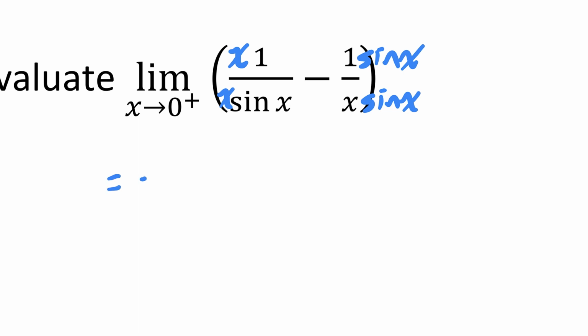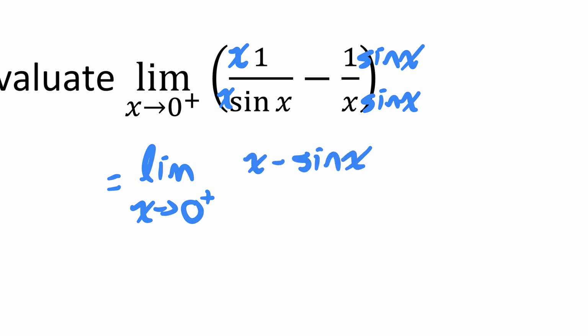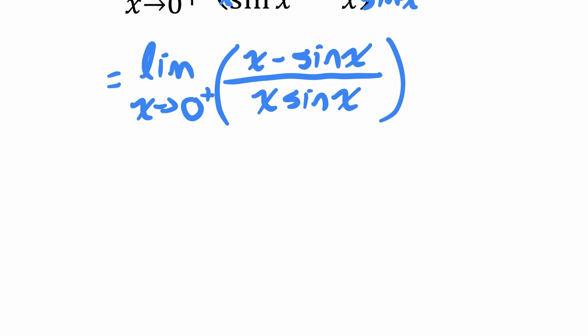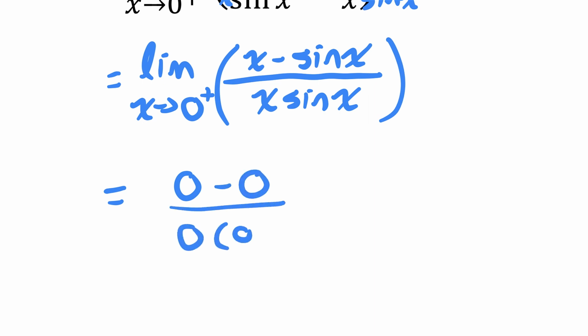So this would equal the limit as x goes to 0 from the right of x minus sine x all over x times sine x. Now if I tried direct substitution, I would have 0 minus sine of 0, and sine of 0 is 0, so I have 0 minus 0 over 0 times 0. So this is indeterminate form of 0 over 0. When I get that, I know I'm allowed to use L'Hopital's rule.